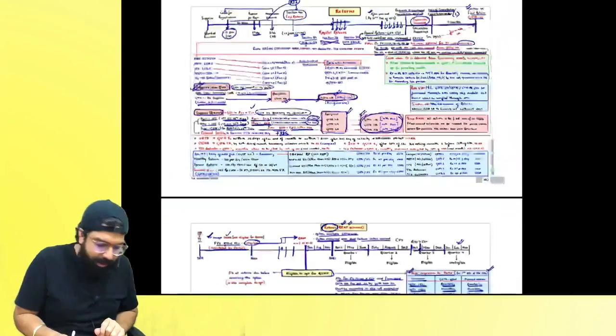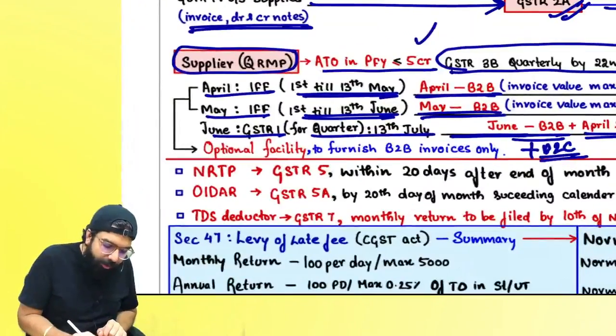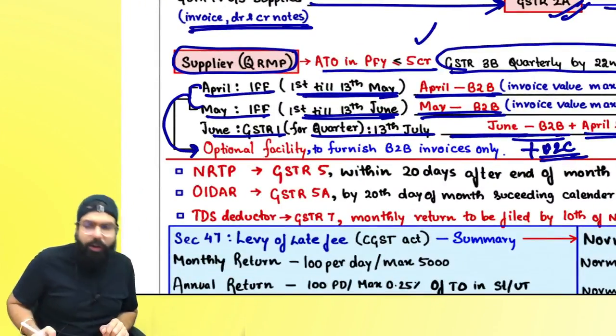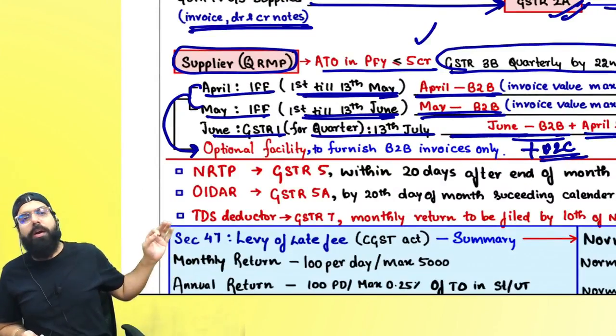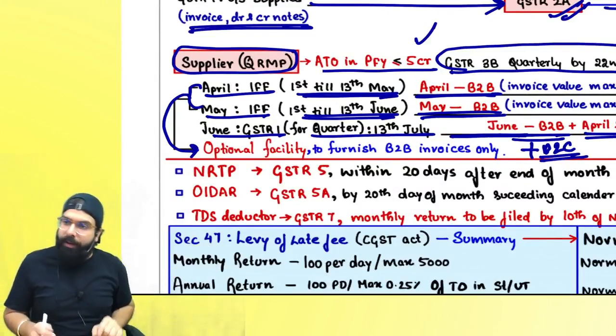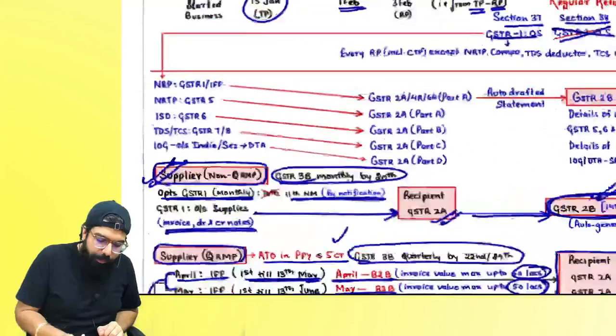I hope everyone is clear till here. Now, always remember, this IFF facility is an optional facility to you if your buyers want the credit. Can we go ahead, everyone? Now listen to me very carefully.